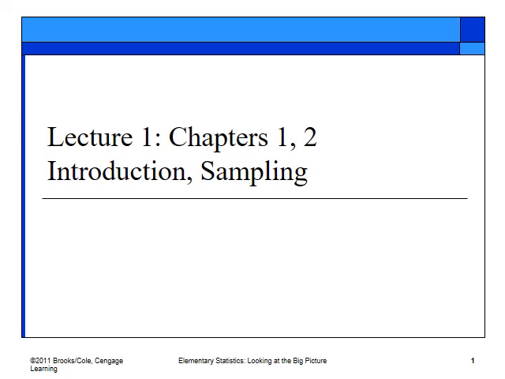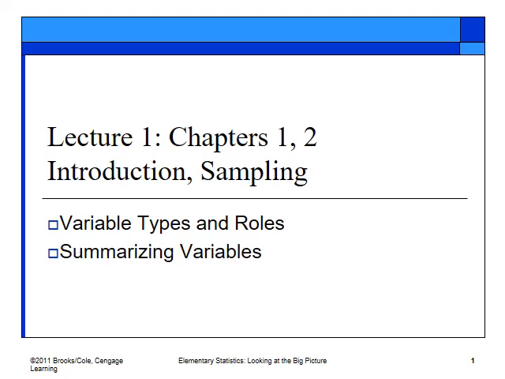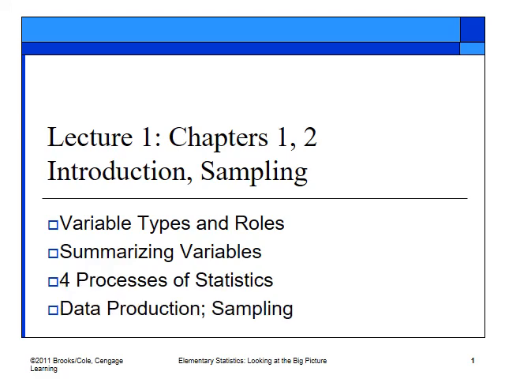In this video, we'll cover the first two chapters of the textbook, including an introduction to statistics and an introduction to sampling. We'll talk about the different types of variables and the roles they play. We'll talk about how to summarize the different types of variables. We'll talk about the four processes of statistics. And we'll talk about how to produce data through sampling.